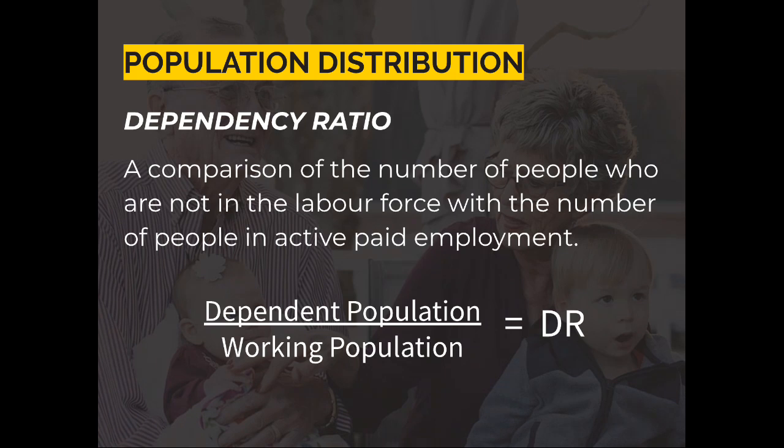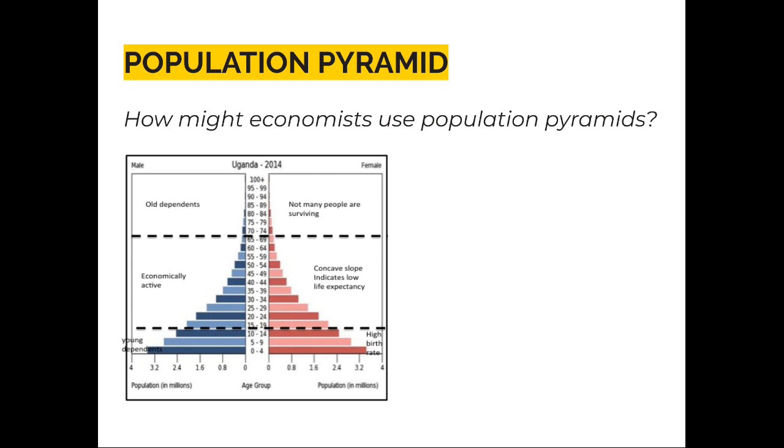Now we would like to see what we have. If you are discussing population distribution, we can start from the dependency ratio. It is a comparison of the number of people who are not in the labor force with the number of people in active paid employment. The formula is very simple: dependent population over working population equals DR, or dependency ratio. You can find a lot of examples on Google. You can just play with the numbers and check yourself.